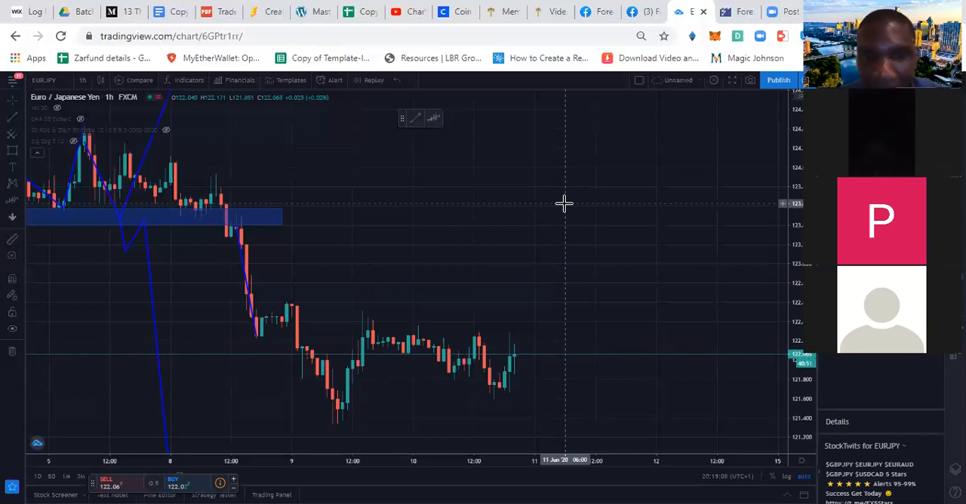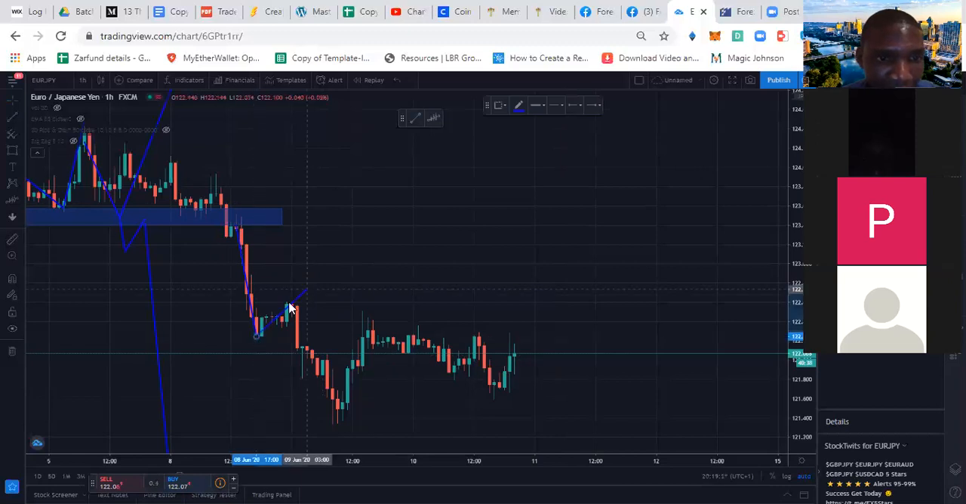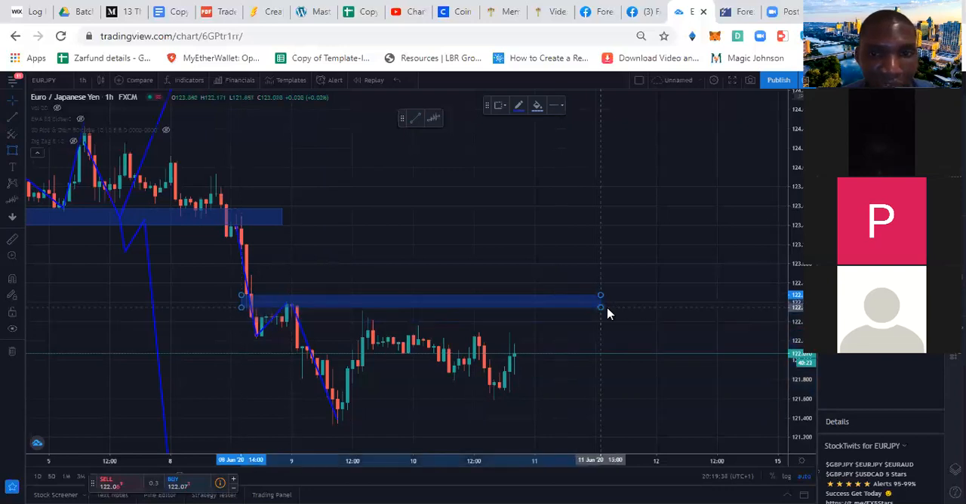Right? So this for example now is 1 hour. This is 1 hour right now. Okay, so let's do it and then look at 15 minutes as well. So let's get the structure of this one. So we see this pull back, then we see that this came all the way down. So when it came all the way down, we know that we have structure here. We know that that's where we have structure.